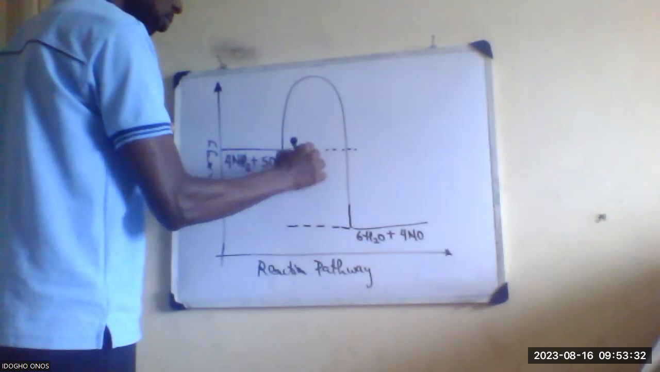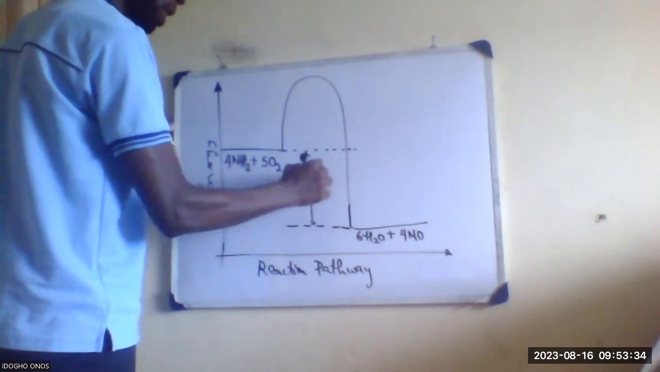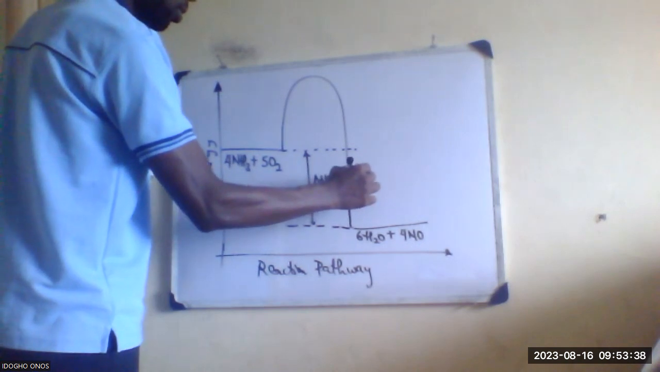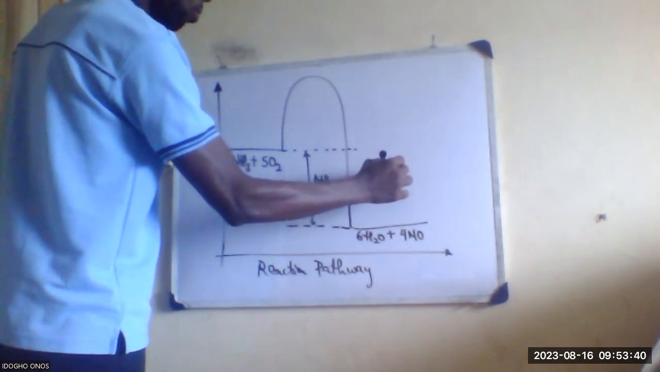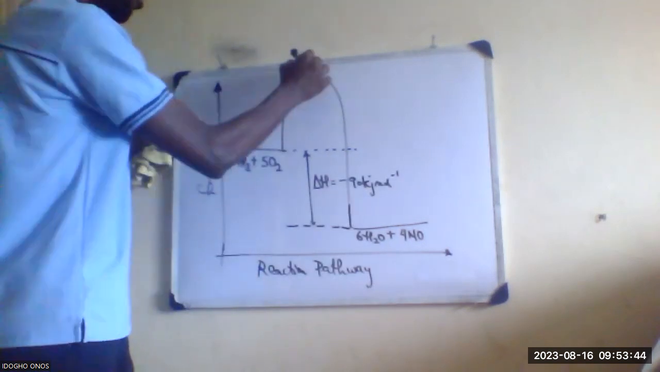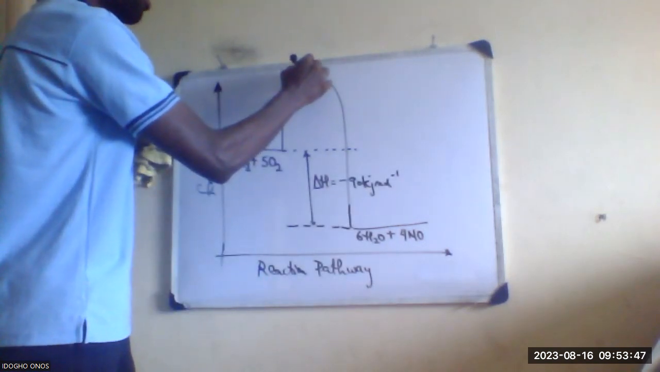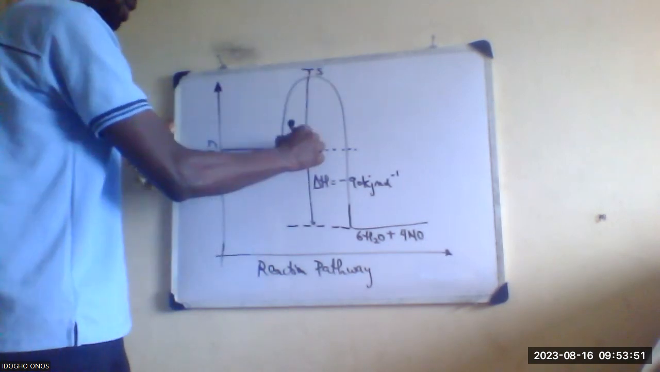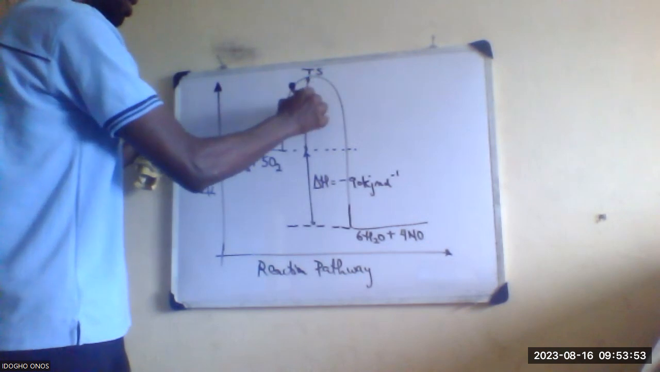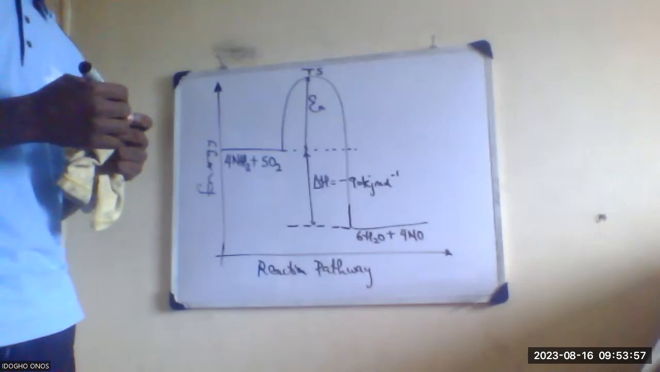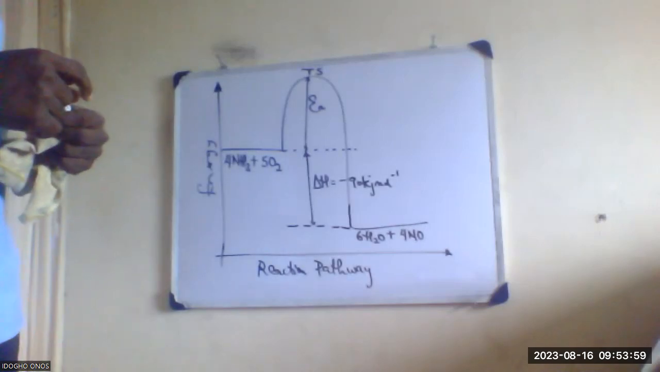From here, down here is enthalpy change, that is triangle H, which is given as minus 90 kilojoules per mole. Are you with me? Yes. Then up here is TS, your activated complex. Then also here is EA, activation energy. You do get that? Yes.